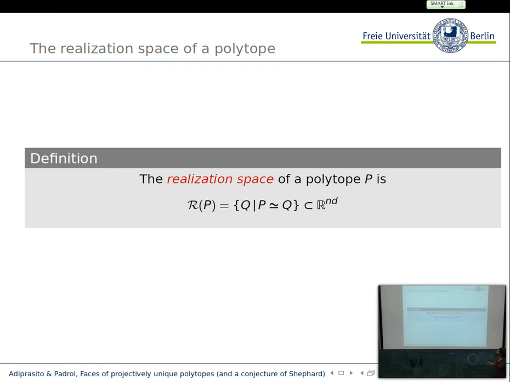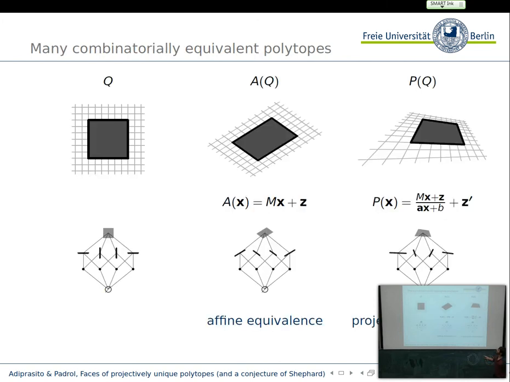So, well, this has appeared these days quite often. The realization space of a polytope is the set of all polytopes that are combinatorially equivalent to the given polytope. It's a subset of R to the nd. We can think what's inside this set of realizations of a polytope. And I mean, let's say if my polytope was Q, every affine transformation of Q would also be in the realization space. But also every valid projective transformation would be in this realization space. So essentially, this is always there, and you want to factor this out in some sense.